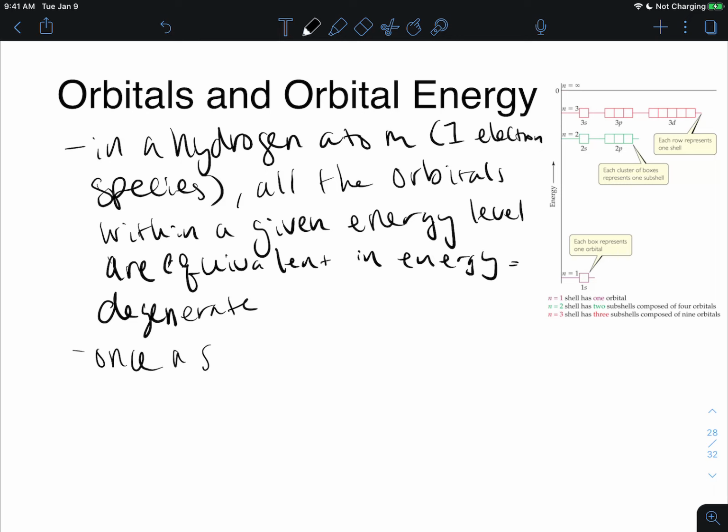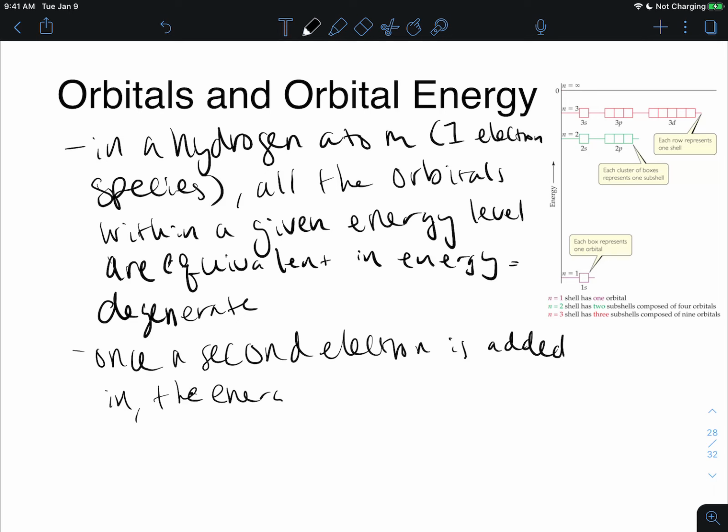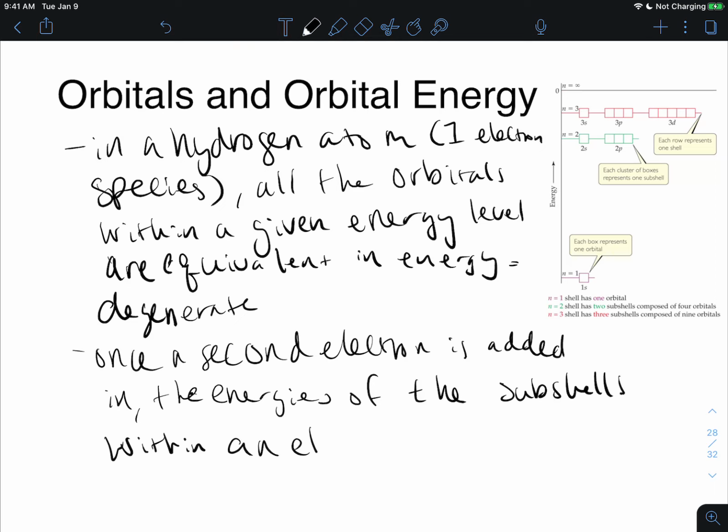Once a second electron is added in, the energies of the subshells within an energy level split in energy.